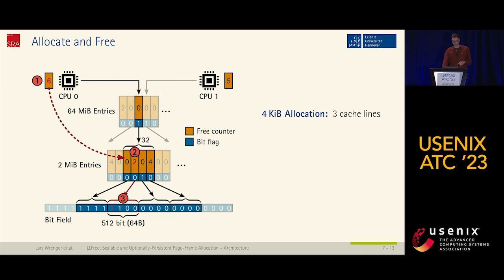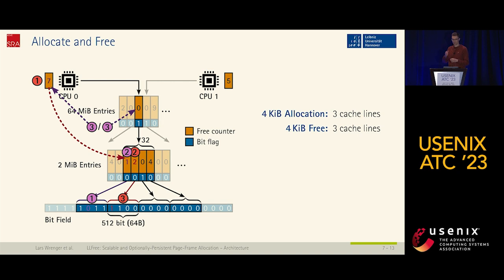And the free operation is very similar. Here we start from the bottom up. We first toggle our corresponding bit in the bit field. We know which bit from the page frame number. And then we increment the counter of the 2 MB entry.